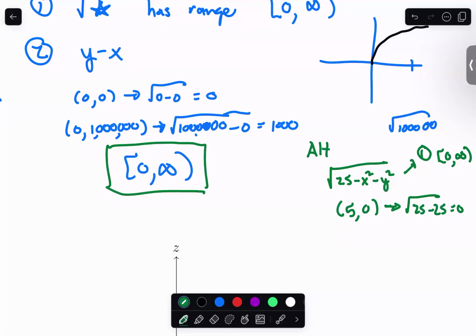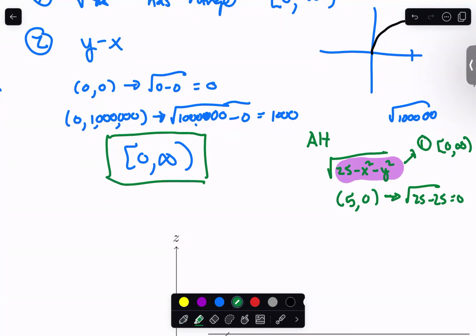The largest thing that you could ever have inside of the square root here is going to be 25. And that happens when x is 0 and y is 0, because otherwise you're subtracting some stuff away. Since these are squares, they are positive, so once you start subtracting, the largest output that you're ever going to get is the square root of 25. So in this case, we have this additional restriction. The smallest thing you can get out is 0. That stays the same. But the largest thing that you can get out is going to be 5, the square root of 25.